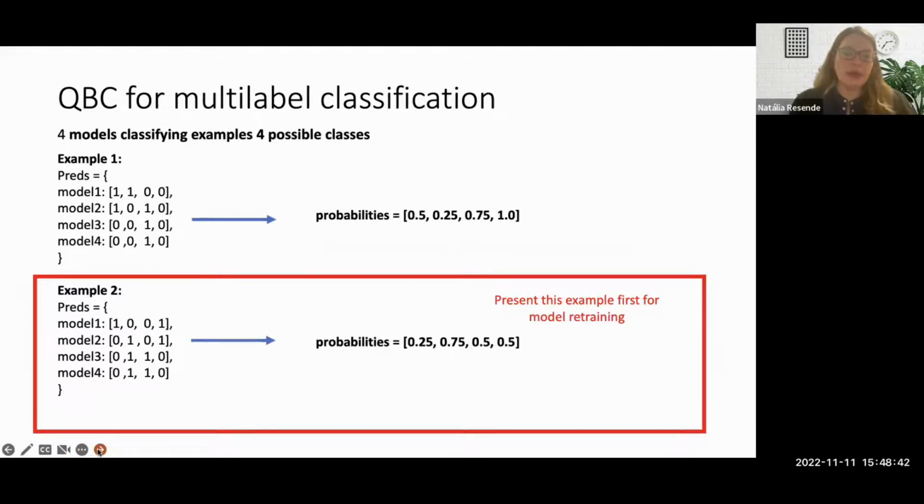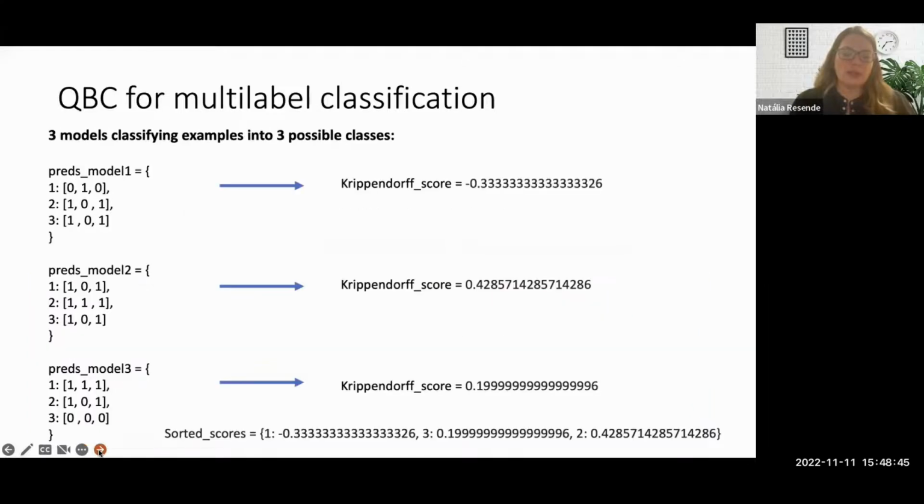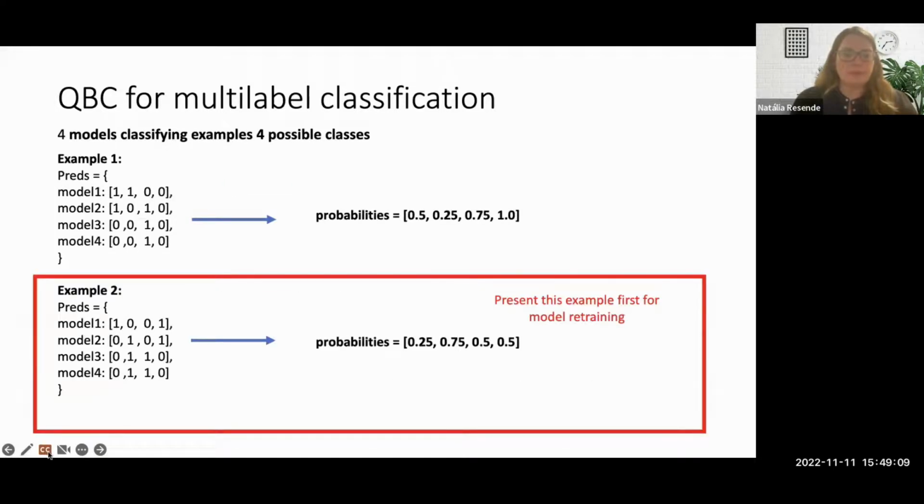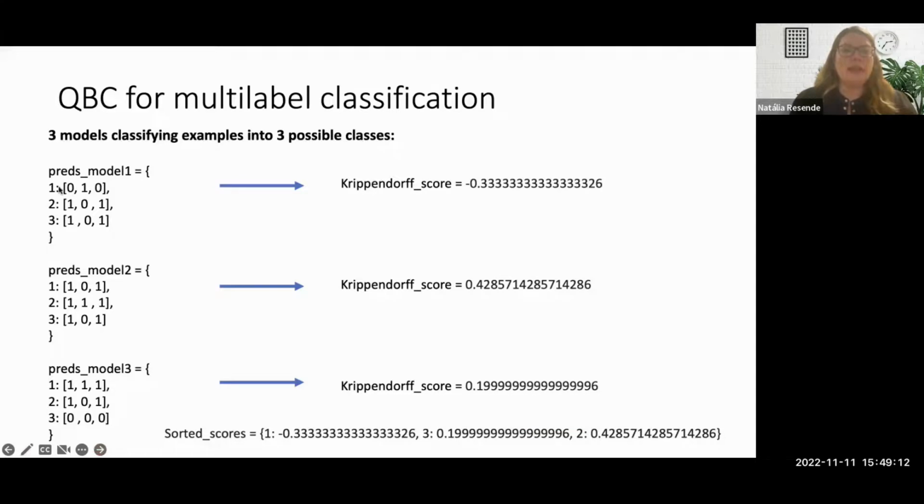Now I'm going to show you using the kappa scores. So let's say we have 3 models here, and then we have the predictions for example 1, example 2, and example 3, right? The predictions for example 3. And then for model 2, for model 3. So then what we do is we compare the agreement of each model for number 1, number 1, number 1 here, and then number 2, number 2, number 2, and then number 3, number 3, number 3.